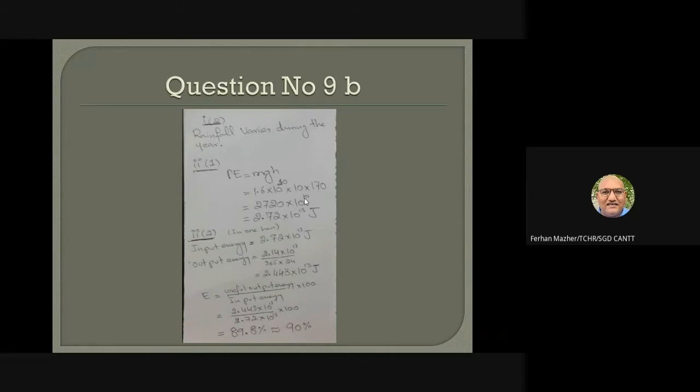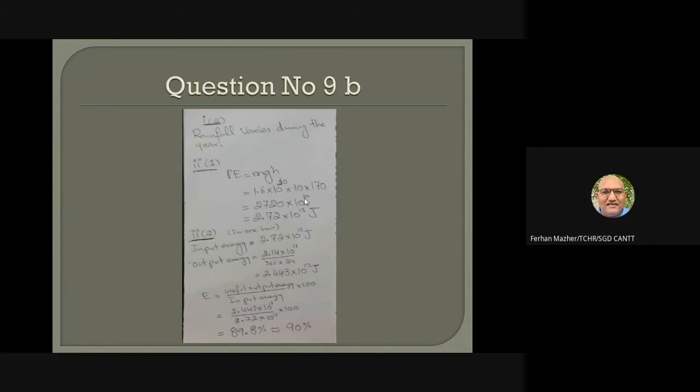So when you divide it, you get the answer 2.443 × 10^13 joules. Now you have the output energy for 1 hour, and you can find the efficiency. The formula for the efficiency is useful output energy divided by input energy, multiplied by 100.